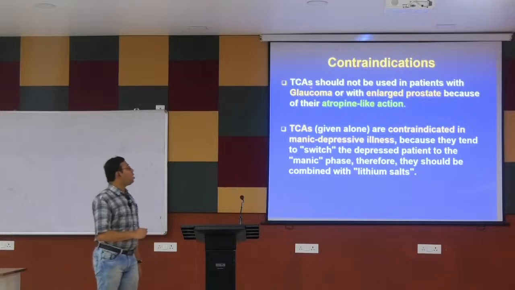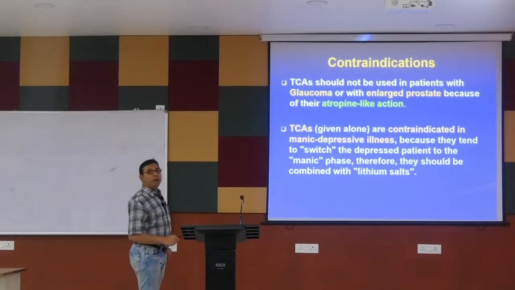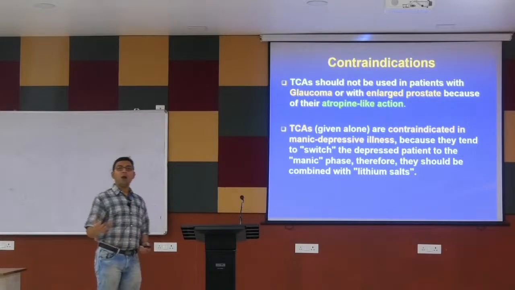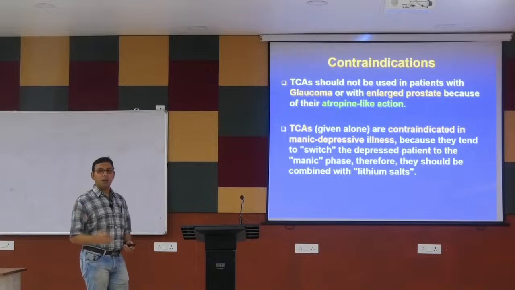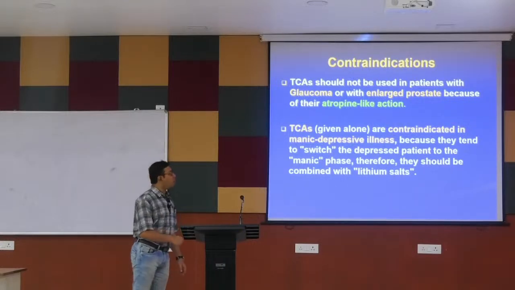So, contraindications: these tricyclic antidepressants should not be used in patients with glaucoma and with enlarged prostate, because there may be some urinary retention. With more urinary retention, there may be anuria, urine cannot come at all. This can happen due to their atropine-like action.